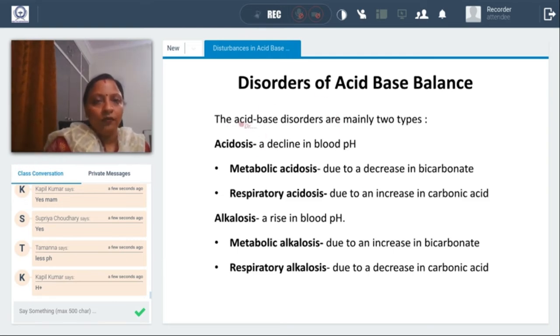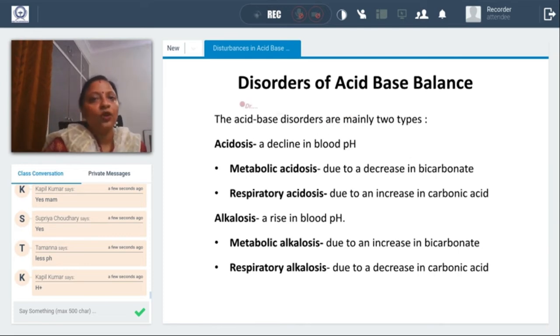So now we will take disorders of acid-base balance. Today's main topic is disorders of acid-base balance and its diagnosis. The acid-base disorders are mainly of two types. First is acidosis. You all know, decline in blood pH.